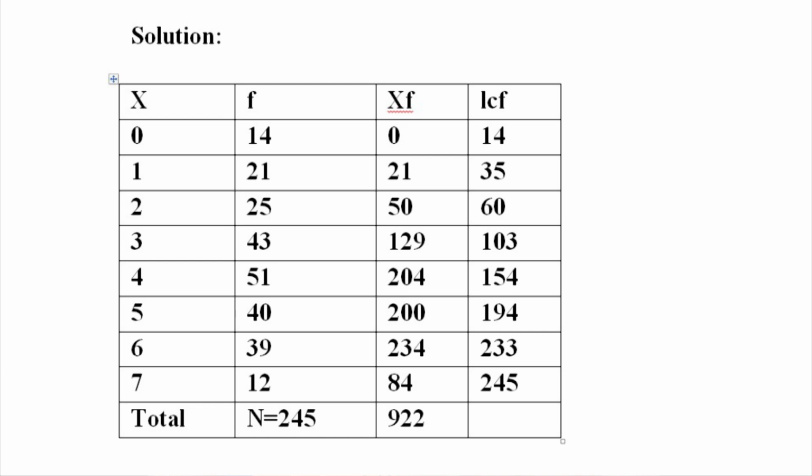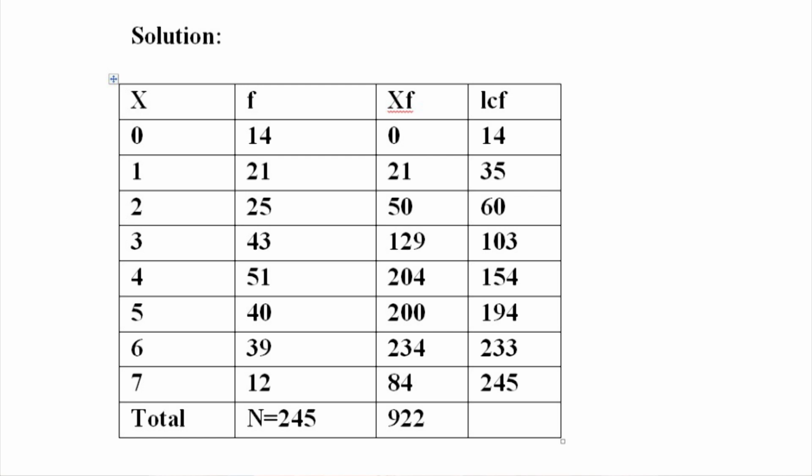Let X denote the number of telephone calls received in a 1-minute interval at an exchange. We shall tabulate the data with entries of X as 0, 1, 2, 3, 4, 5, 6, 7 in the first column and frequencies as 14, 21, 25, 43, 51, 40, 39, 12 in the second column, and the total frequency n is equal to 245.